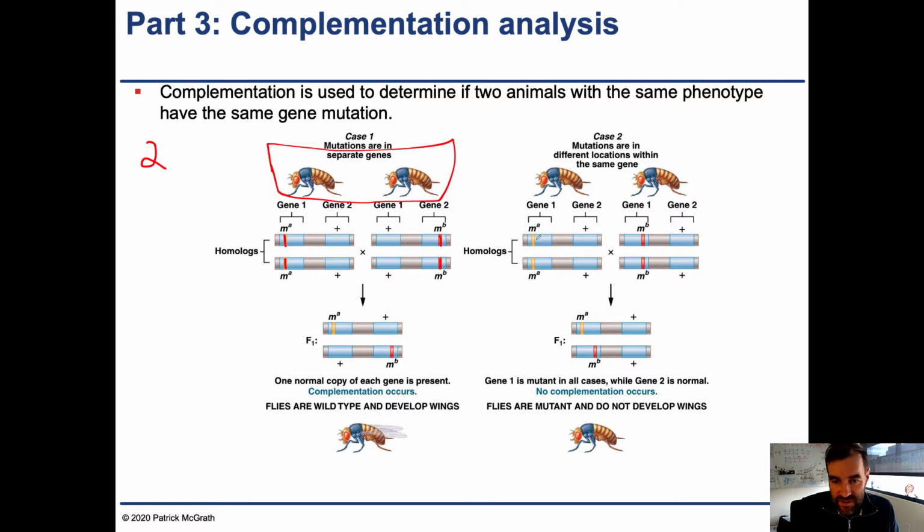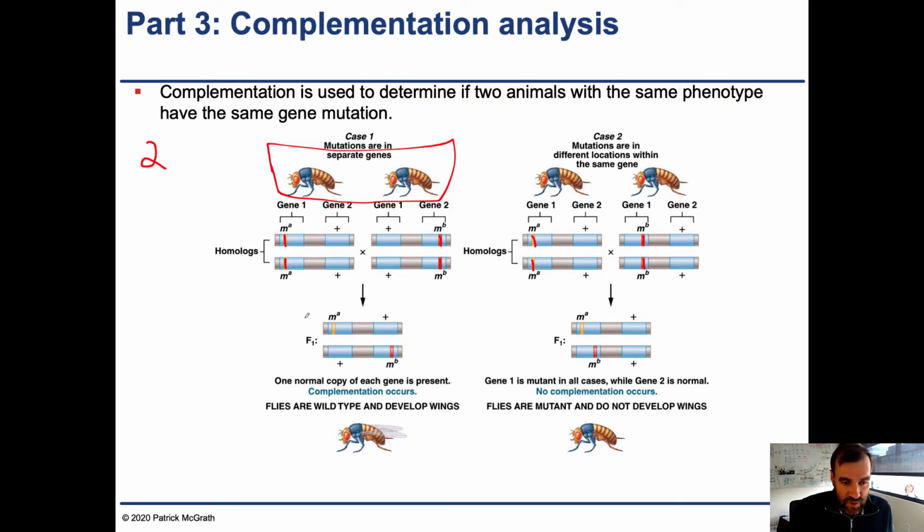In the second case, the location of the mutation in the first fly is the same, but now the mutation for the second fly is also in gene 1. So it's in a different location, and so this actually would define different alleles. So the MA allele is different from the MB allele, but it would be two alleles in the same gene. So how do you actually determine whether it's the first case or the second case? What you do is you cross these two mutants together.